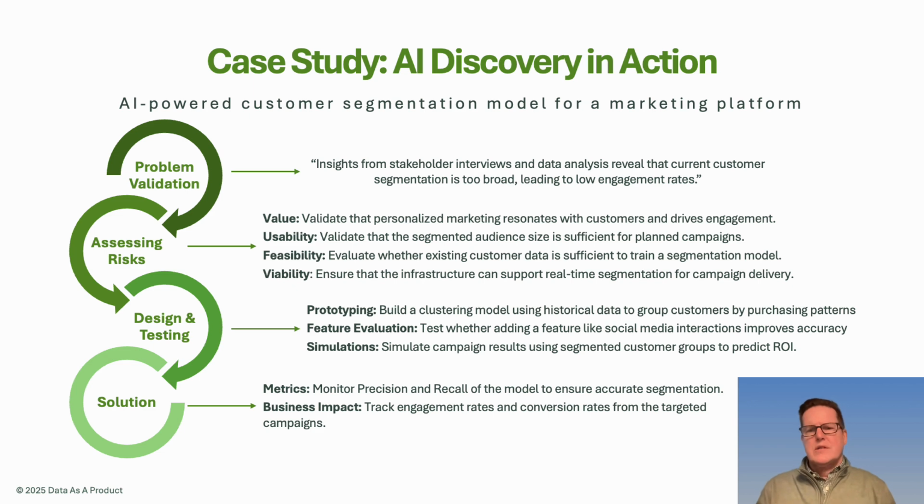Now, how would you do this? First, you do it through rapid experimentation. You could quickly build a clustering model using historical data to group customers by their purchasing patterns. Then do feature evaluation by testing whether adding a feature like social media interactions and engagement improves the model accuracy. Then you can simulate the campaign results using segmented customer groups to predict ROI.